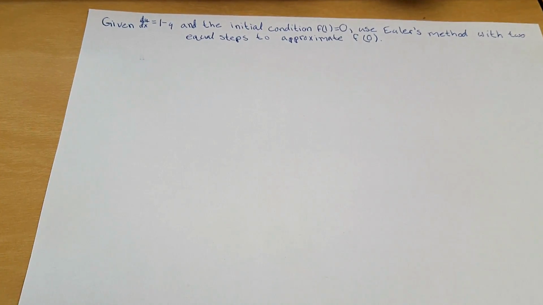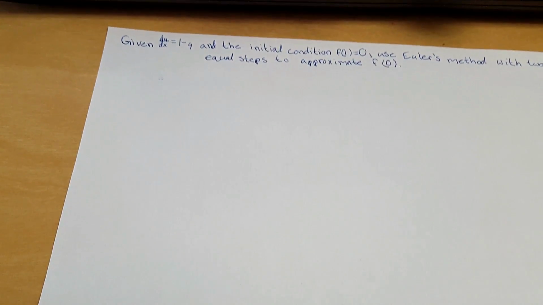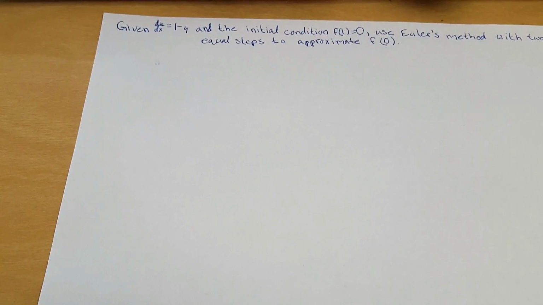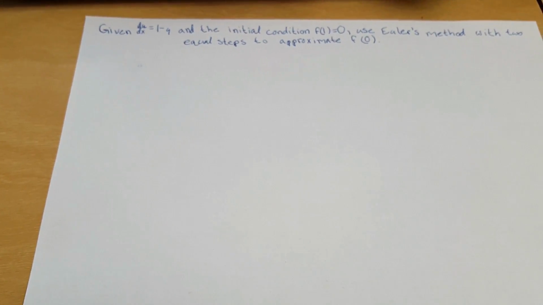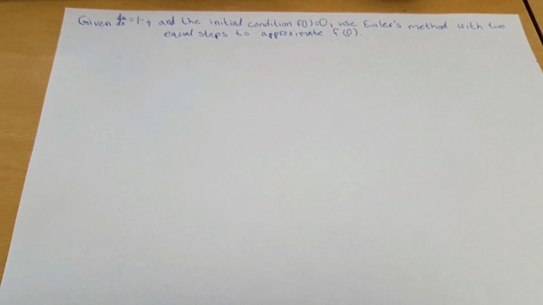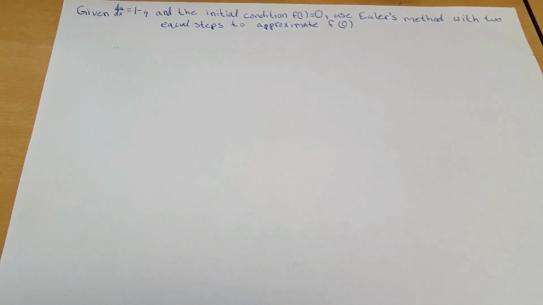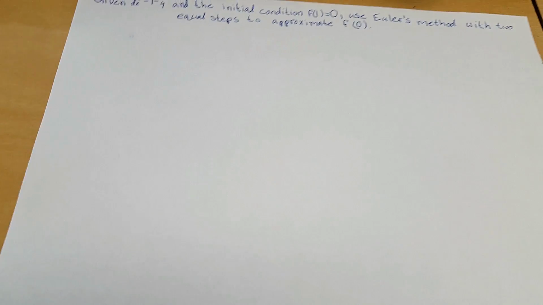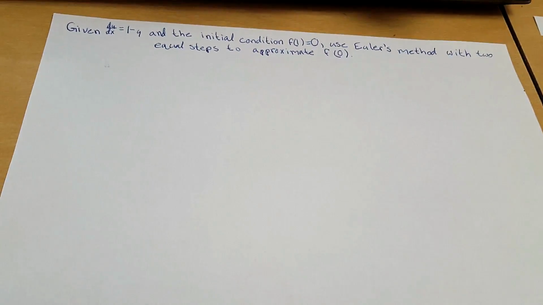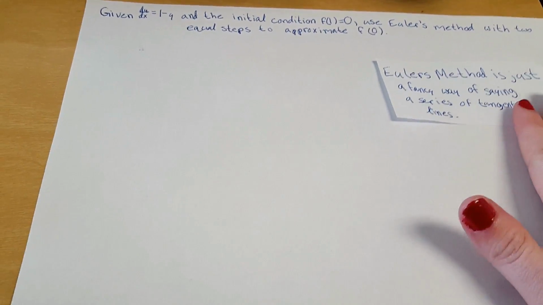This problem says that if you're given dy/dx equals 1 minus y, and the initial condition being f of 1 equals 0, then use Euler's method with two equal steps to approximate f of 0. So Euler's method is pretty much just a fancy way of saying a series of tangent lines.